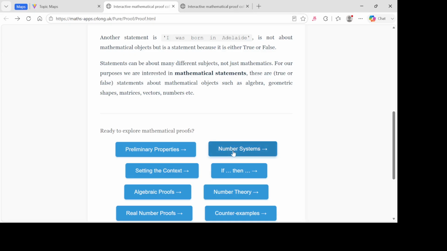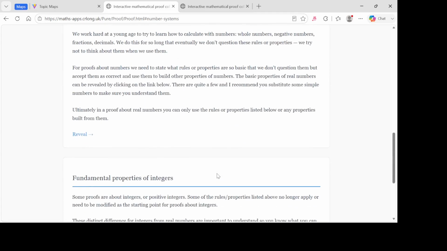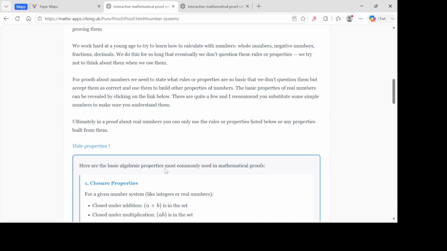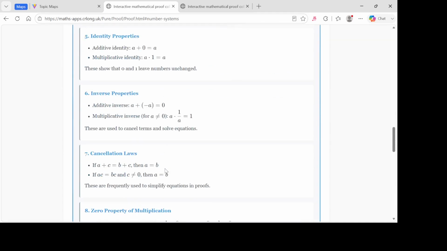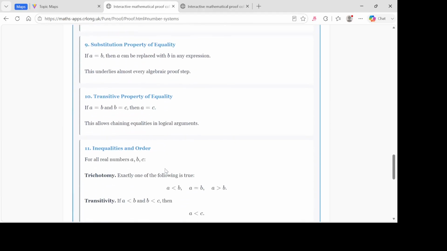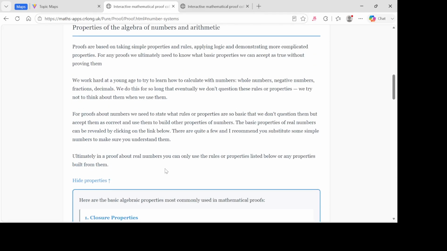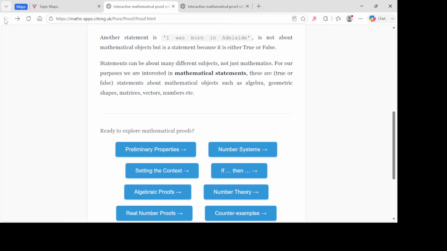Now in proofs, we're normally dealing with the properties of number systems. And the most basic properties of those number systems are given here. We're normally introduced to those and we don't question them, we just take them for granted. But I think it helps if we make ourselves aware of those very basic properties of numbers that we don't question and we can use in proof as always true.